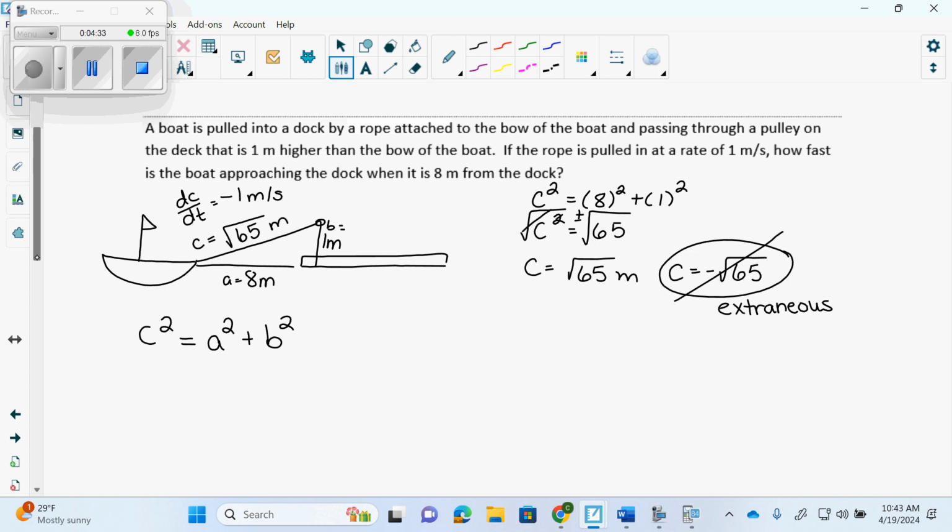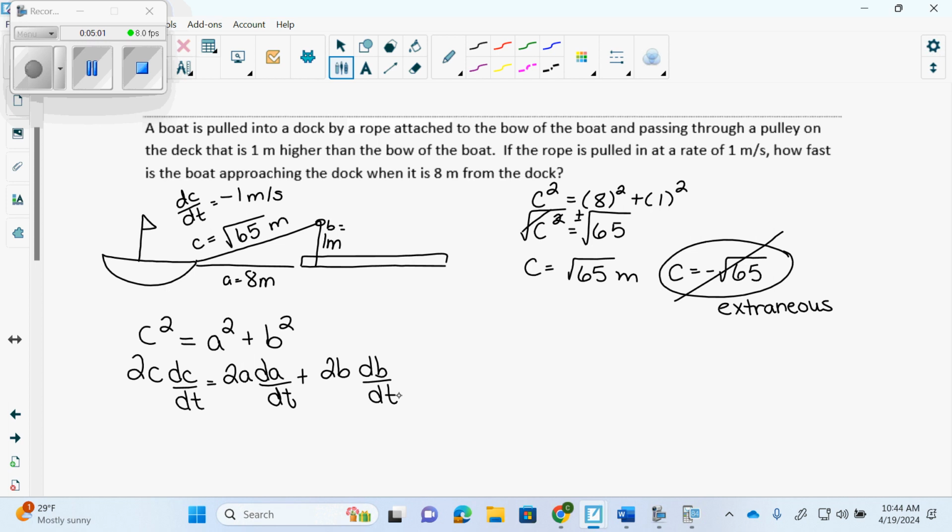Okay. So, if we differentiate this, what do we get? Two C dC over dt equals 2A dA over dt plus 2B dB over dt. And I can only be missing one thing.